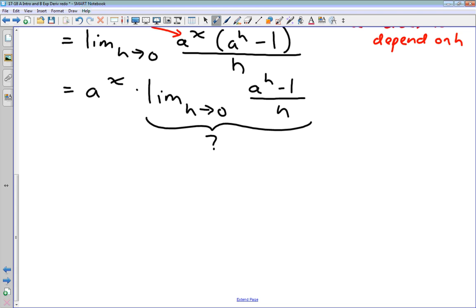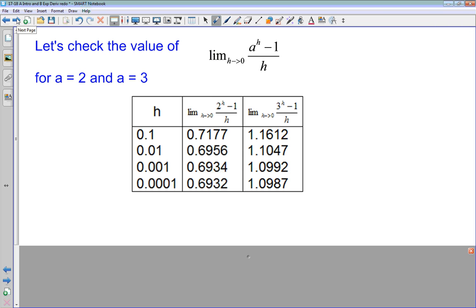We'll keep this formula in mind, but we'll try using tables to evaluate this limit. Let's check the value of the limit as h goes to 0 of (a^h minus 1) all over h, the limit that we couldn't evaluate on the previous page. Let's pick a couple of values of a, sub them in, and then in our table, we'll make h smaller and smaller so it approaches 0, and we'll look at what is happening to the value of this expression. If a is equal to 2, I'm evaluating (2^h minus 1) over h. If a equals 3, I'm evaluating (3^h minus 1) all divided by h.